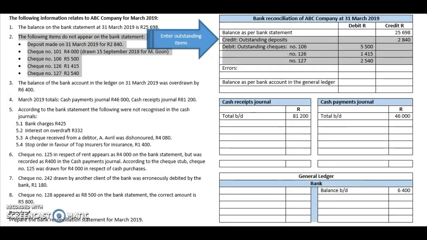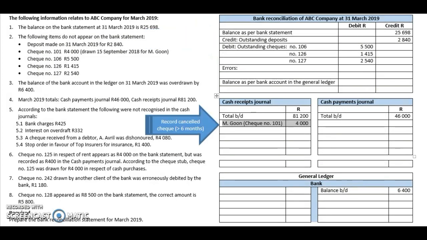However, check number 101 is older than 6 months and has thus become stale. This means that even if the check is presented for payment to the bank, it will not be paid out. It is too old. It was written out on the 15th of September 2018. We are presenting the records of March 2019. From 15 September to 31 March 2019, it is 6.5 months. This check should be cancelled. This applies to all checks older than 6 months.